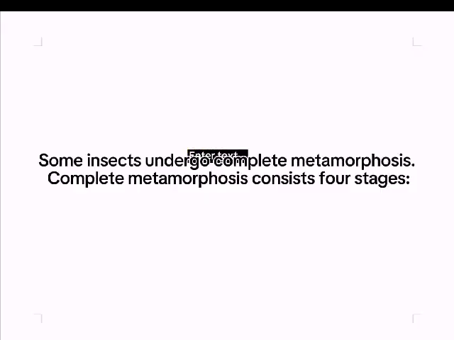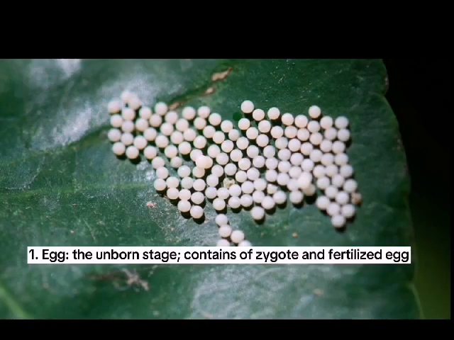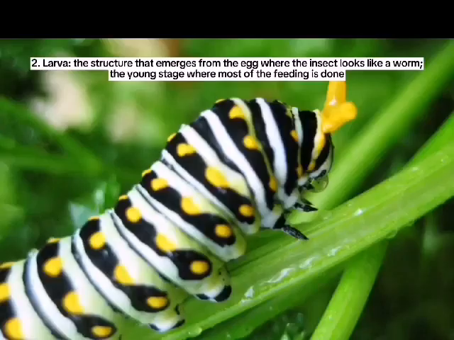Some insects undergo complete metamorphosis. Complete metamorphosis consists of 4 stages. Number 1 is the egg. The unborn stage consists of zygote and fertilized egg.